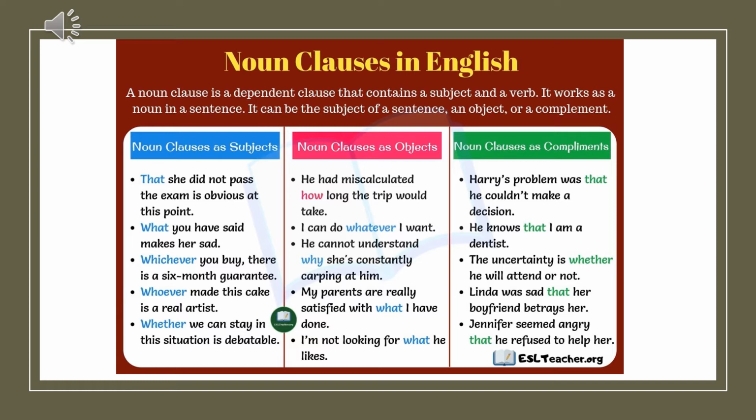But in the case of the pink one, we have that they can function or work as objects. He had miscalculated how long the trip would take. It is like the object of the verb. So the action is being passed to the entire clause. You need it, yes, but you are not having an explanation of what the subject means. It's just receiving the action, all right? That's why they are objects. Okay, remember guys, the fact that is less formal than that.